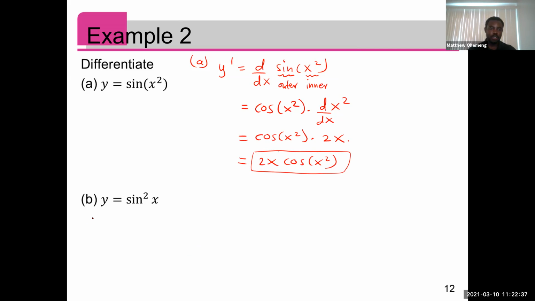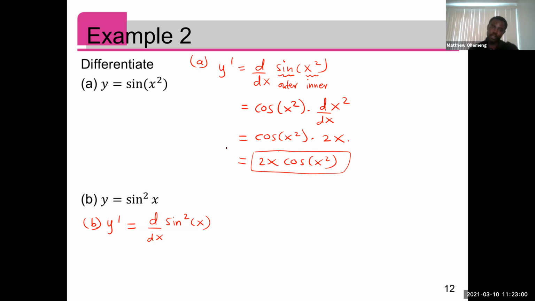Okay. So now let's look at the B. For the B, we need y prime. So that'll just be attach the differentiation operator to it. You have sine squared x. And then we ask ourselves, do you have a direct rule for this? No, we don't.